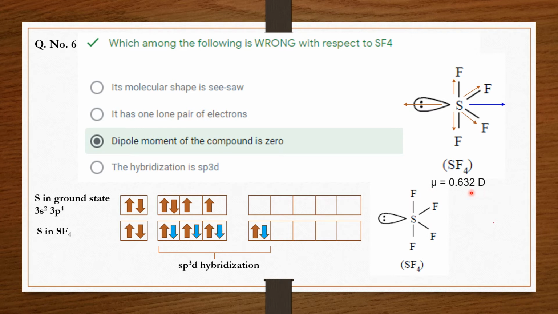So the statement that the dipole moment of the compound is 0 is a wrong statement here, and that is the answer.